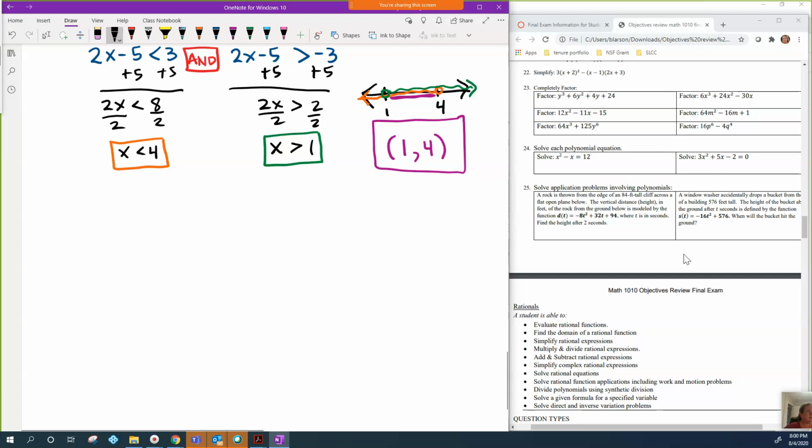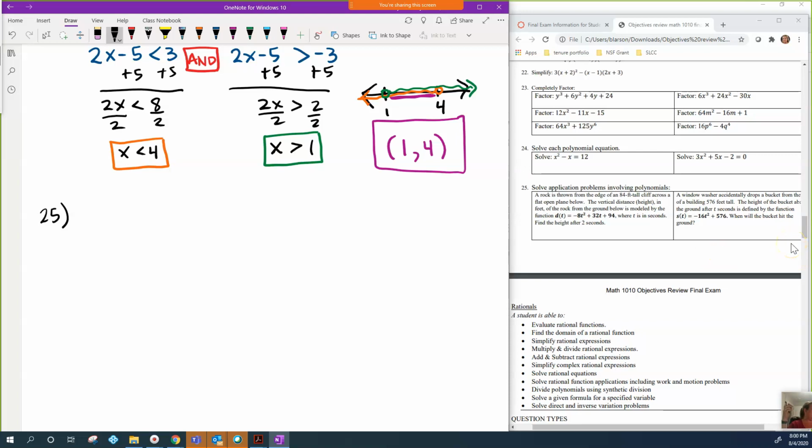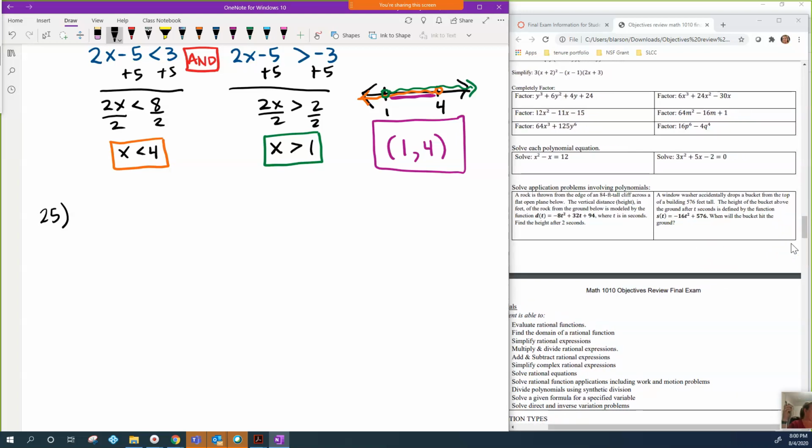All right, let's look at number 25. Right, and number 25, it says a window washer accidentally drops a bucket from a building that is 576 feet tall. The height of the bucket above the ground after t seconds is defined by that function. When will the bucket hit the ground? So how many seconds is it going to take to hit the ground?